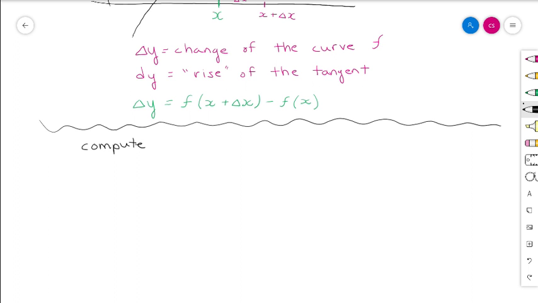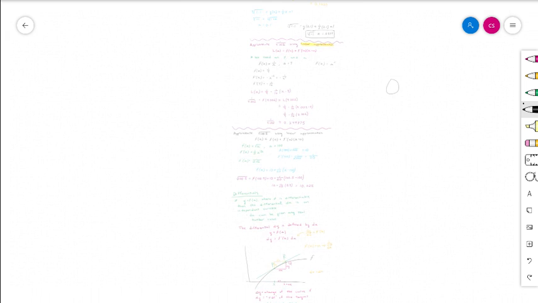So first, we're just going to get a feel for all of these definitions, and we're going to compute delta y, so change in y, and dy, the rise on the tangent, for y equals x minus x cubed, at x equals 0, and the change of x equal to negative 0.3.